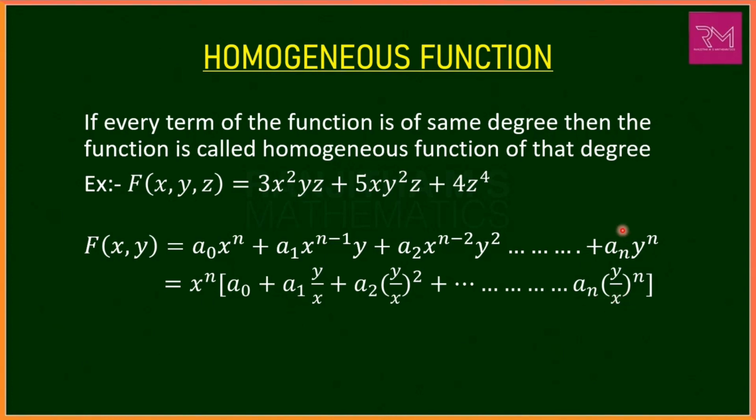an into, in the last term we have no x power n, so multiply and divide by x power n and take x power n outside the bracket, the remaining is an into y by x whole power n. Simply we can take this as x power n into f of y by x, that is f of x, y equals x power n into f of y by x. This is the general equation to represent a homogeneous function. This is about the homogeneous function definition and example.